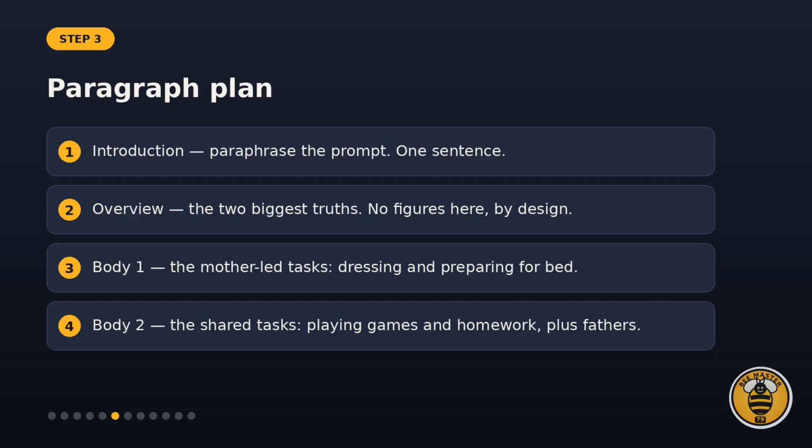So here is the plan: an introduction that paraphrases the prompt in 1 sentence, an overview carrying the 2 biggest truths, and notice that the overview contains no figures at all. That is deliberate. Then body 1 for the mother-led tasks, and body 2 for the shared tasks.